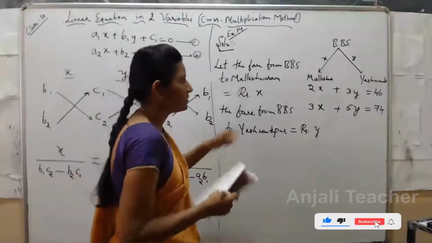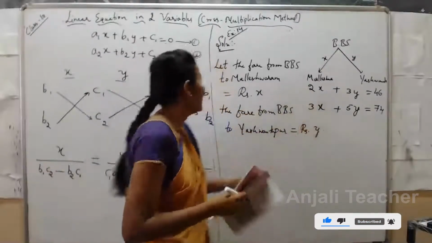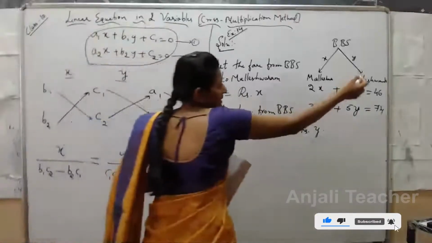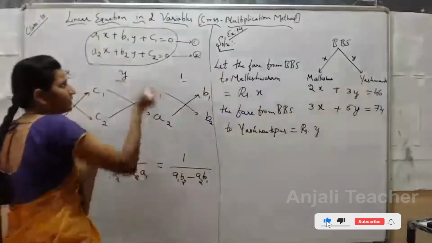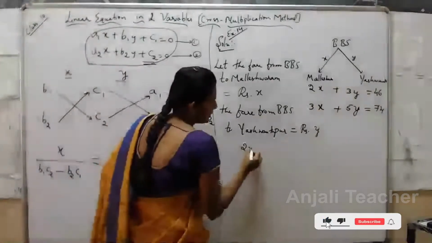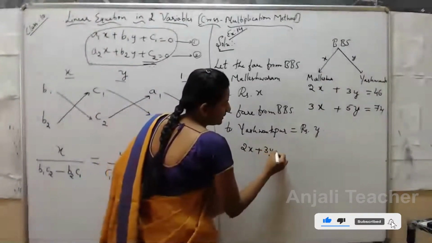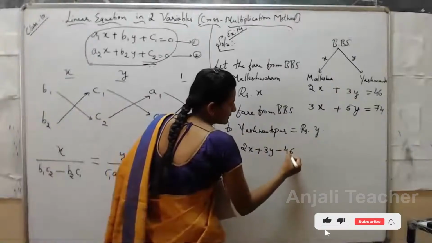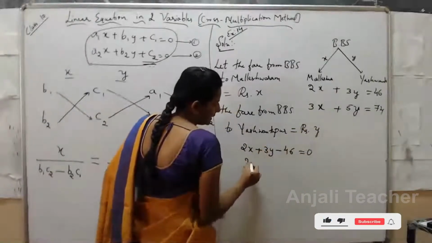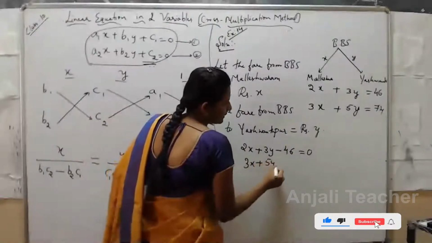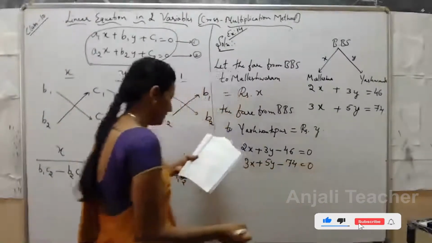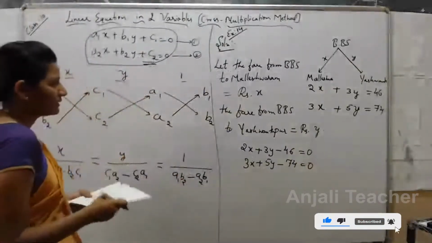Understood? So these two equations we have to write in standard form. Means this 46 and 74 on the right side, we should take it to the left side. How to write? 2x plus 3y minus 46 is equal to 0 and 3x plus 5y minus 74 is equal to 0.